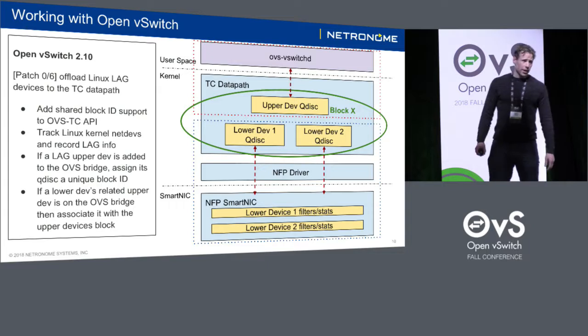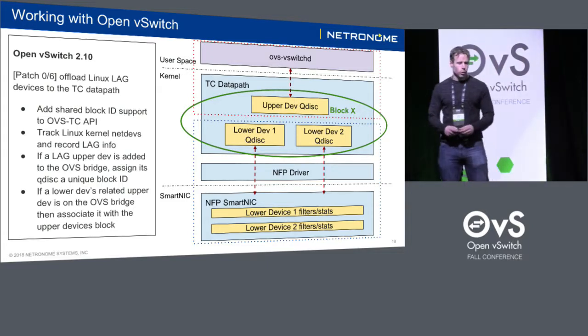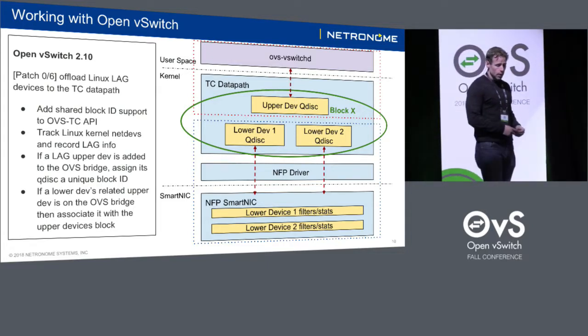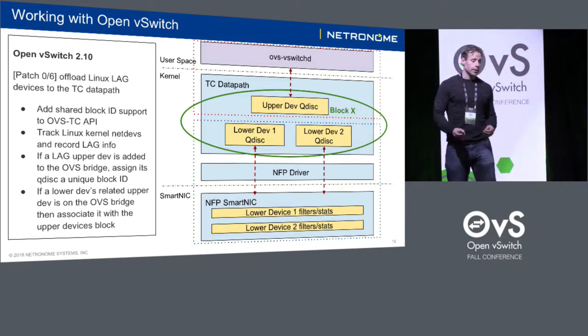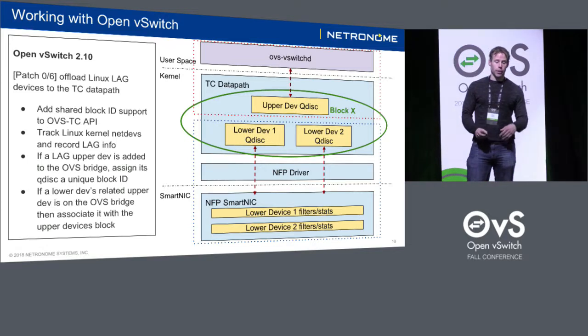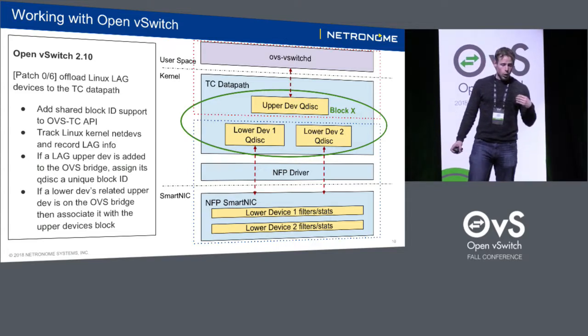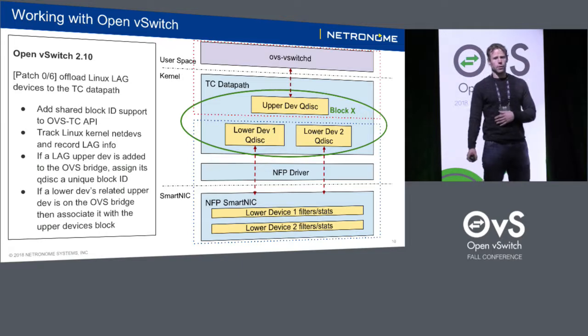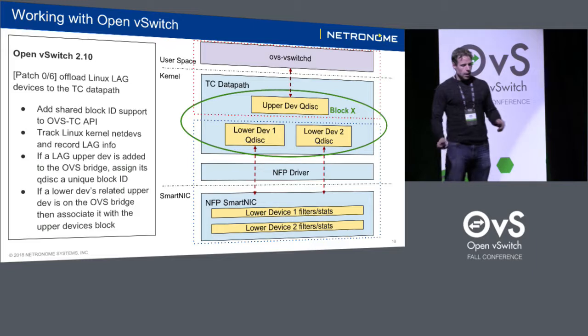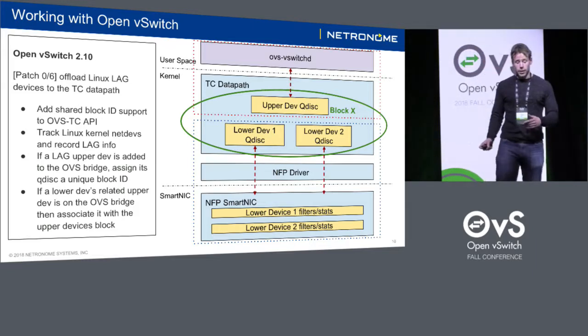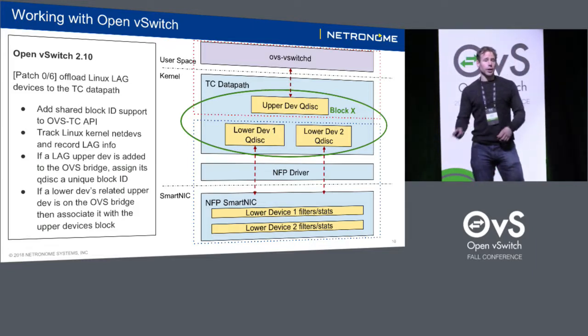So we released another patch set for Open vSwitch, which went into 2.10. Effectively, this updated the OVS TC API in the user space daemon to allow it to understand the concept of shared blocks. We track the kernel netdevs through the netdev Linux file, and we record any information on lag devices, and we associate that with the netdevs here.